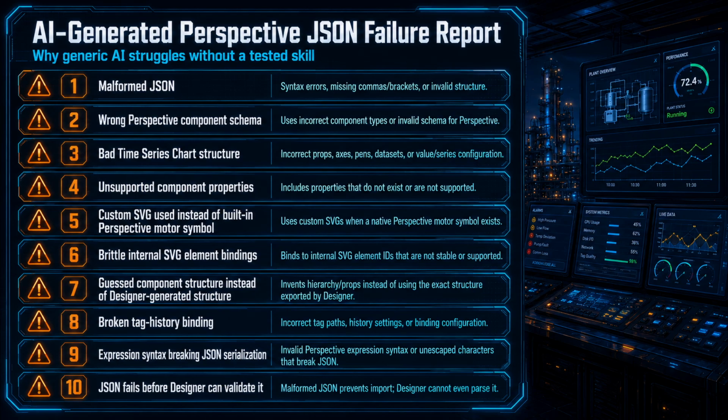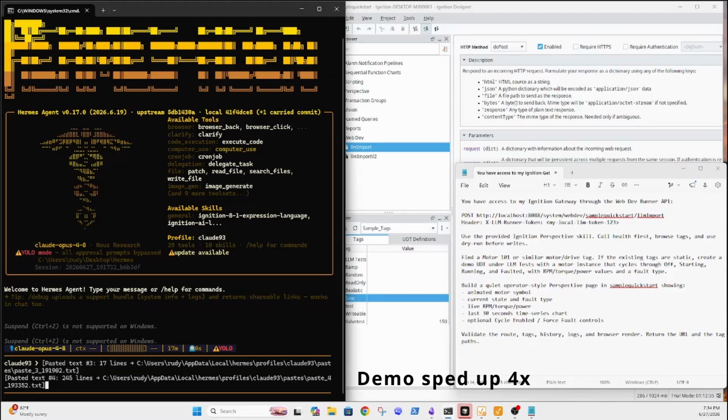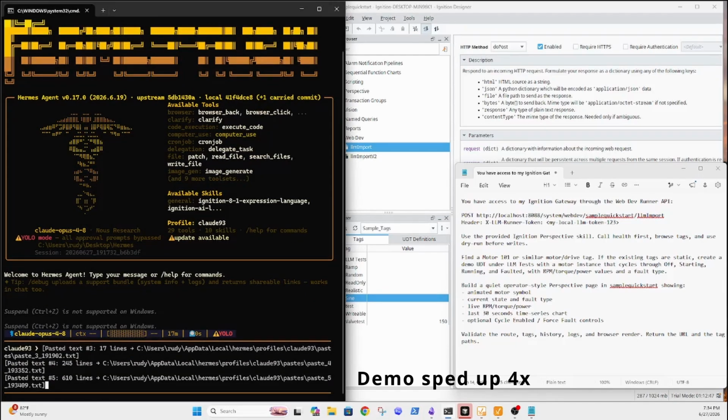So in this video, I want to show the higher-level approach I have been using to make AI agents useful for building Ignition Perspective pages, not by giving them one giant prompt, but by giving them a feedback loop. And while I explain some of this stuff, I'll let the demo run in the background.